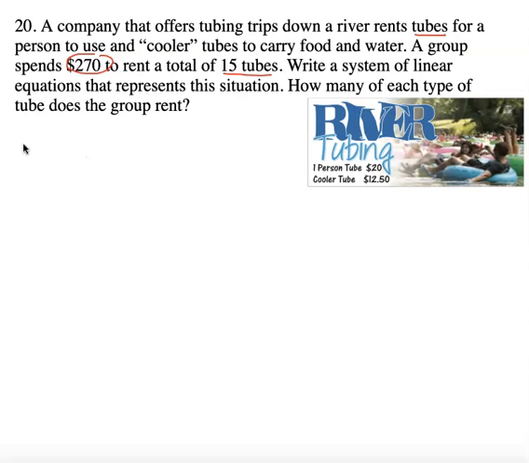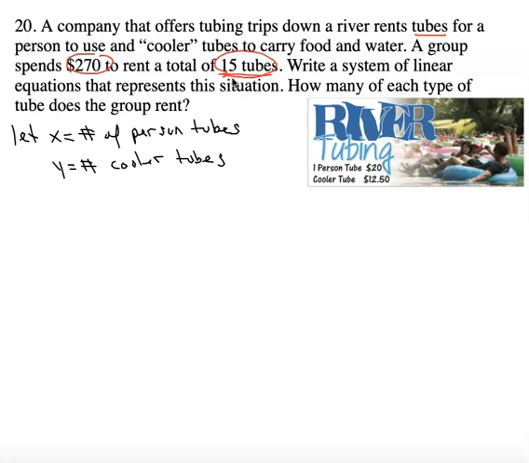All right, so first I'm going to define some variables here. I'll use x and y for whatever reason. I'll let x equal the number of person tubes, and I'll let y equal the number of cooler tubes. So for my first equation, I used a total of 15 tubes. So 15 tubes is made up of x person tubes plus y cooler tubes, which gives me a total of 15 tubes.